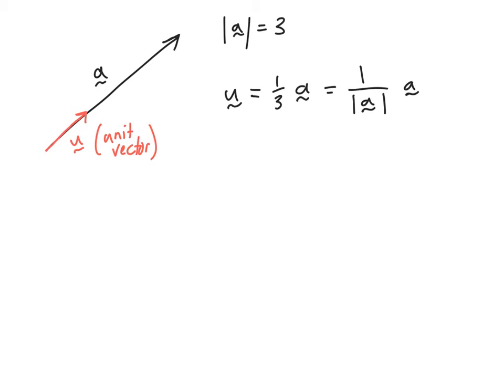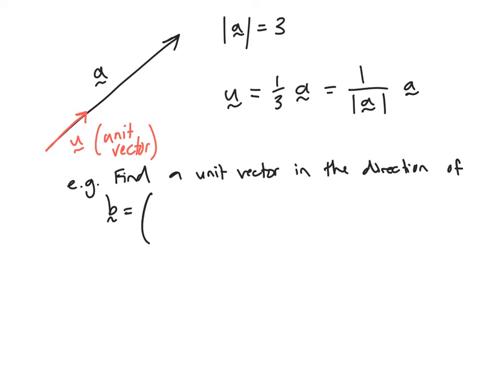Let's have a look at a little example. For example, find a unit vector in the direction of a vector called B, which has components -3, 1, and 1. Well, what we would do in this case is we would say, let's work out first of all, what is the actual length of B? Maybe it is a unit vector and we don't have to do anything.